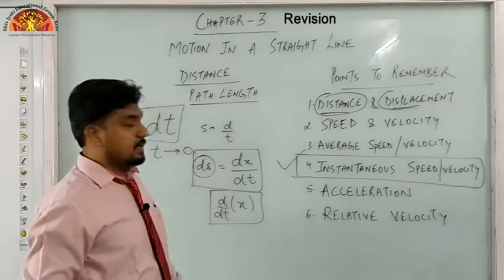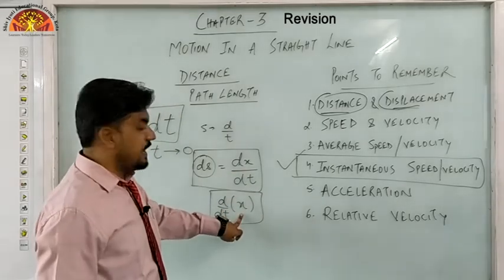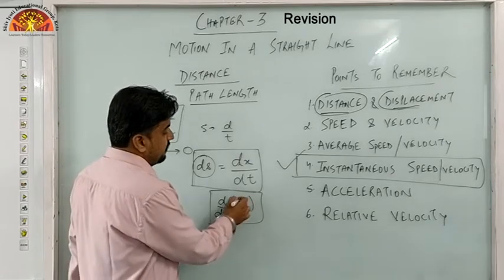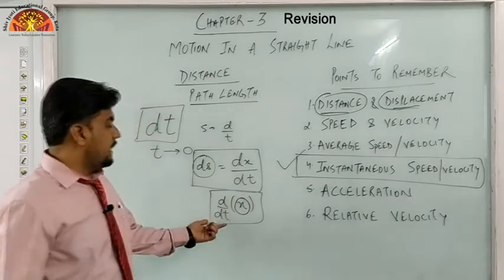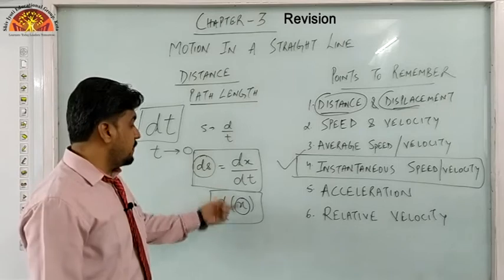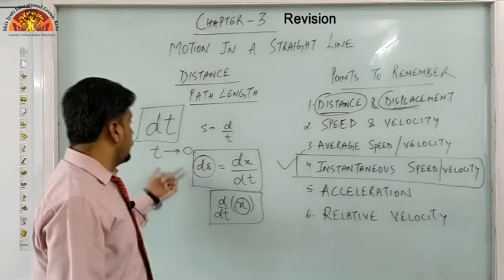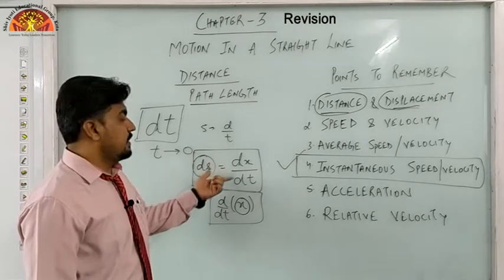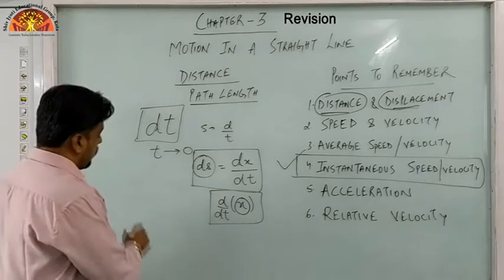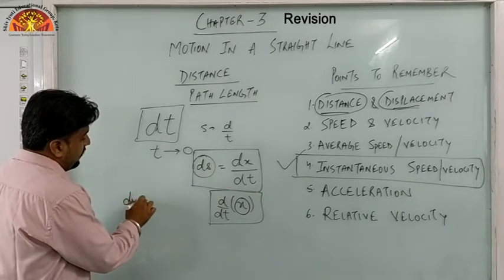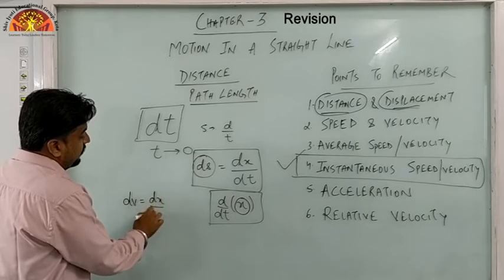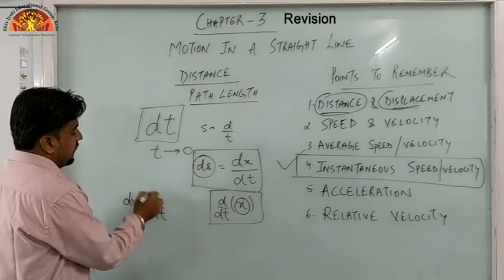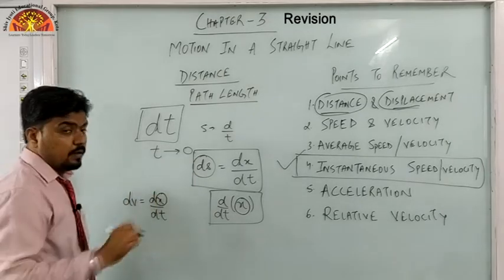You can also write it like this. If this x depends on some t, like if this x is represented as a function of t, then you can write it like this, d by dt of x. It means differentiating this x would give you the instantaneous speed over here. And if we talk about dv, so v equals to dx by dt, this would give you instantaneous velocity. Here x represents the displacement, okay.